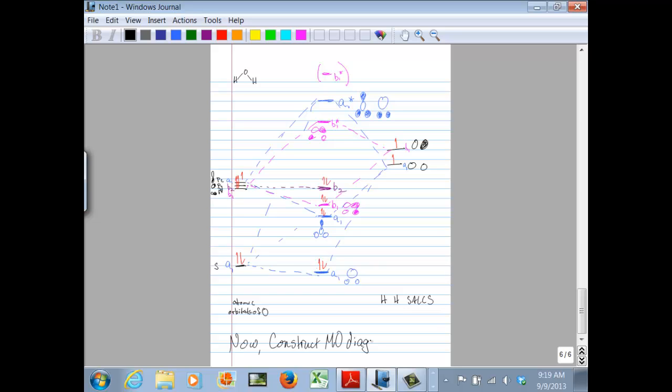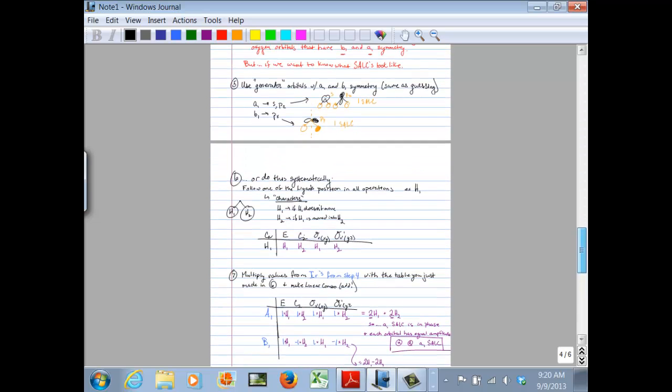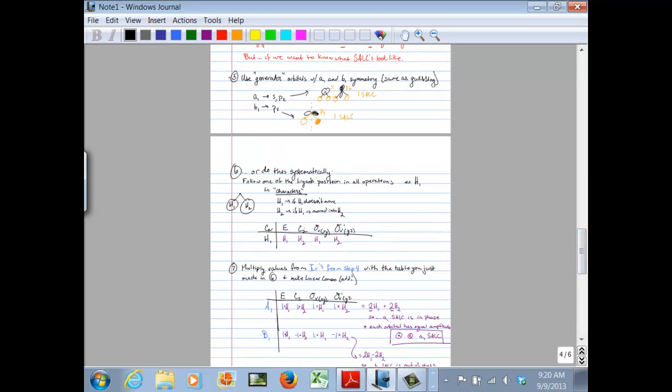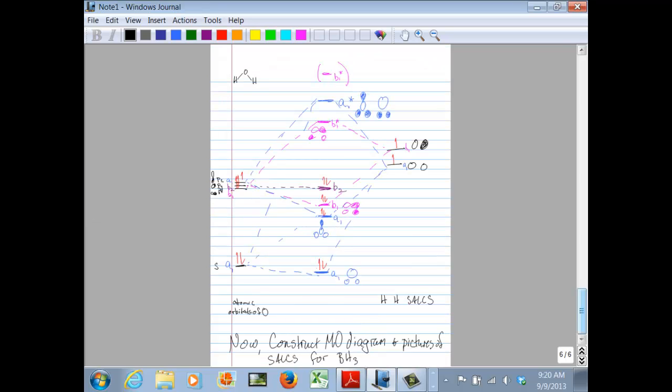What I want you to do before you come back here on Wednesday is try to construct a molecular orbital diagram and pictures of the SALCs for BH3. So go through steps 5, 6, and 7 here. These 5, 6, and 7 are really just what the SALCs look like. So next time we're going to look at BH3.